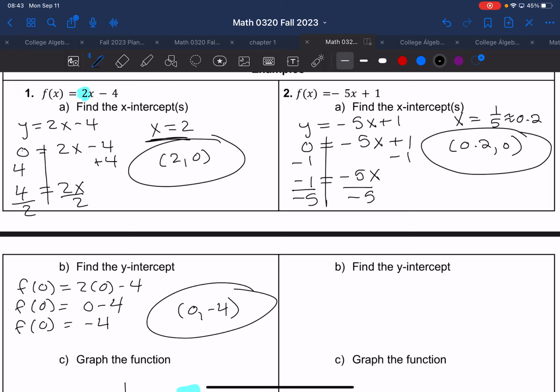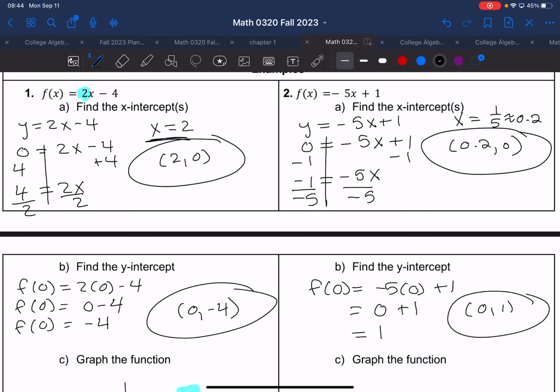And why are we turning it into a decimal? It's easier to graph, easier to plot on our coordinate plane. And then for the y-intercept, we plug in 0 for x. So we have f of 0 is equal to negative 5 times 0 plus 1. Negative 5 times 0 is 0, so we have 0 plus 1, which is 1. And that gives us what point? 0, 1.